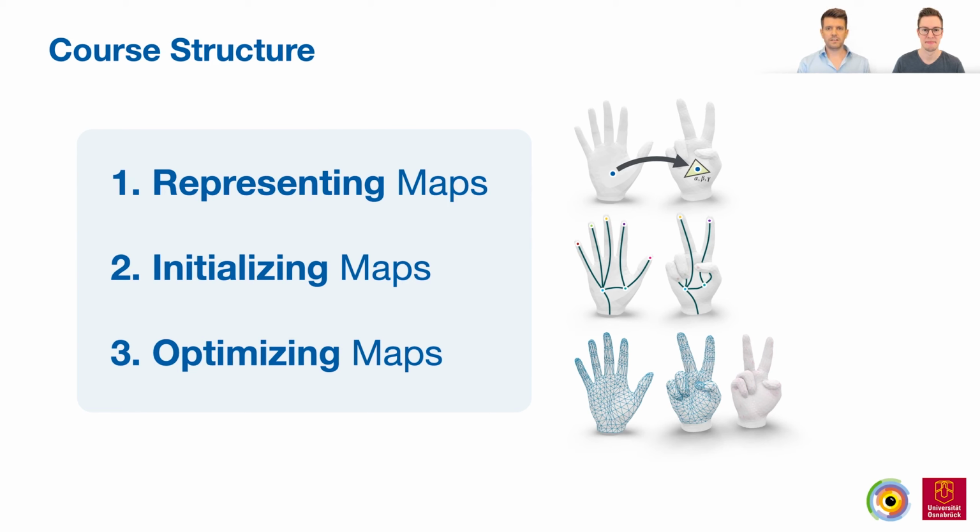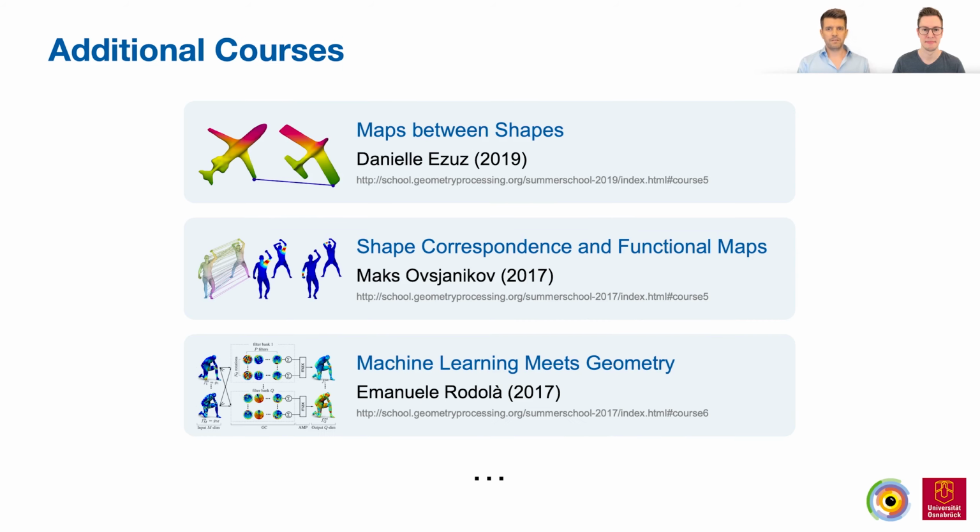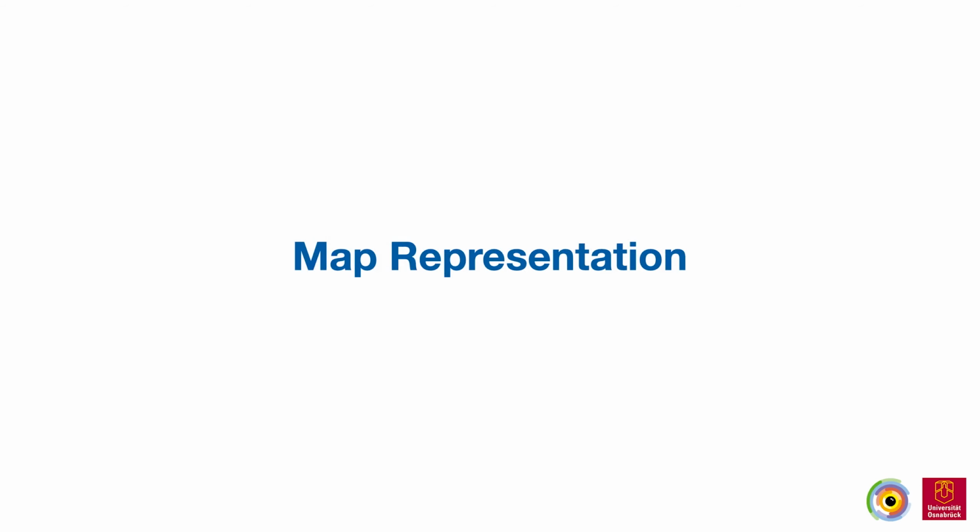And this very strict notion of a map is most valuable and will be our focus in this lecture, but we will also touch on other more relaxed types of map definition. For an additional perspective and a more in-depth treatment of such other types of maps, we can recommend taking a look at some lectures from previous years, such as those listed here. But now let's jump right into Chapter 1, Representing Maps.